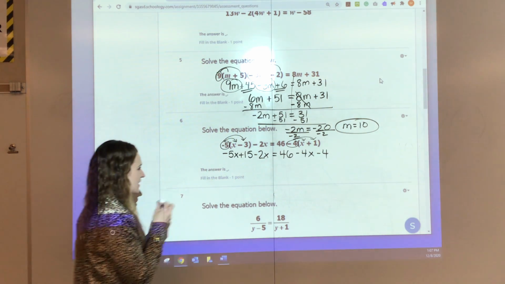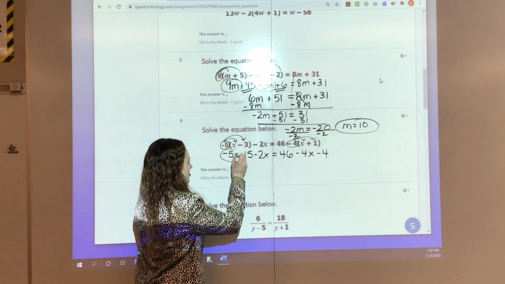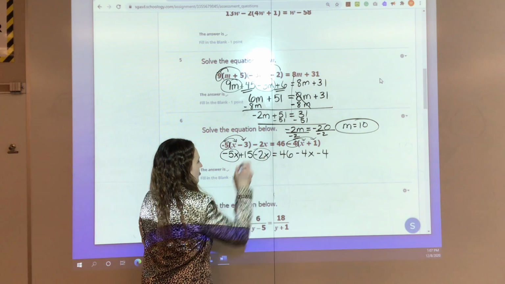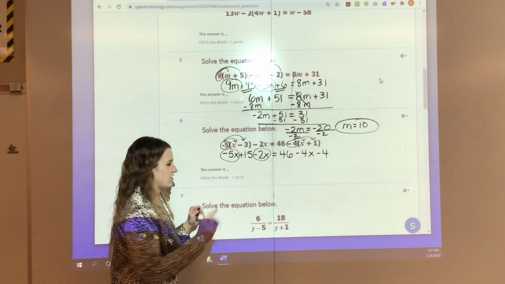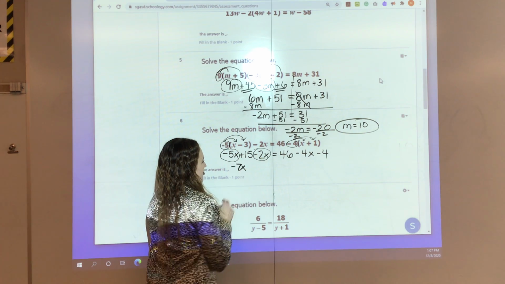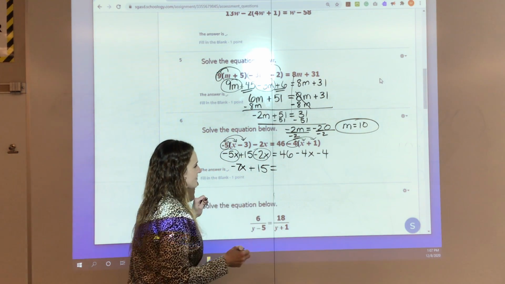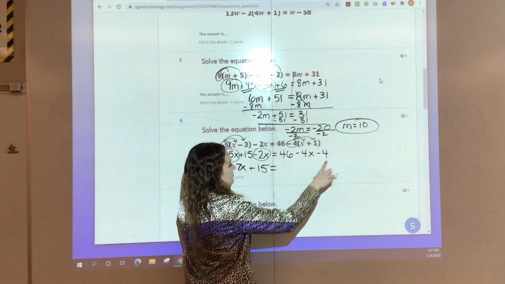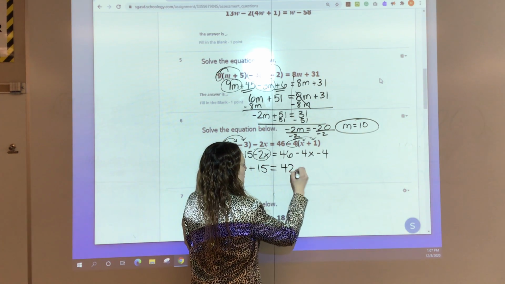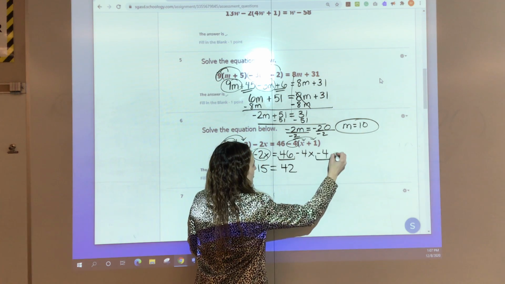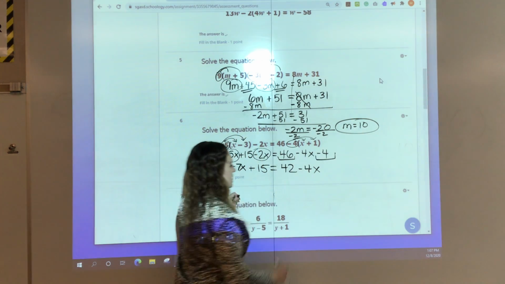Let's clean things up and combine like terms. I have a -5x here and a -2x here. You borrowed $5, you borrowed $2 more, you owe me 7. Bring down the positive 15. Bring down your equal sign. 46 minus 4 is a positive 42. And then the minus 4x. So I'm going to bring that down.